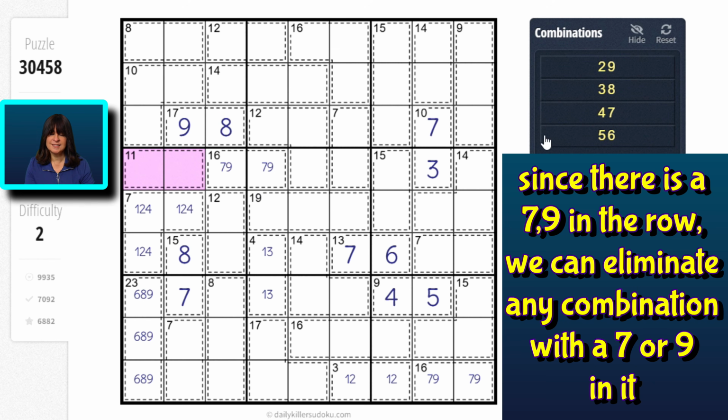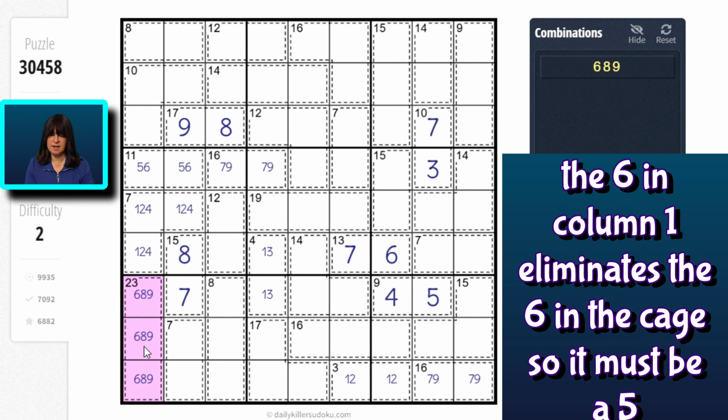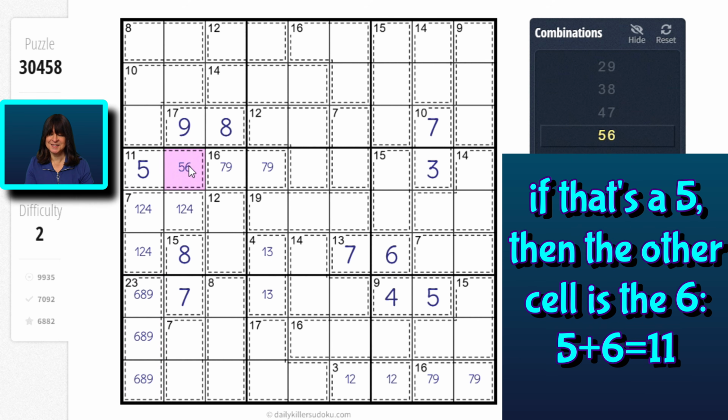So we can eliminate this 2-9 combination, since we can't have another 9 in the row. And we can eliminate this 4-7 combination, also because we can't have another 7. And we already placed a 3 here, so this 3-8 can't be right. So we know these cells have to be a 5 or a 6. But because of the 6, 8, 9 we penciled in down here, this cell can't be a 6, so it's a 5, and this is the 6.